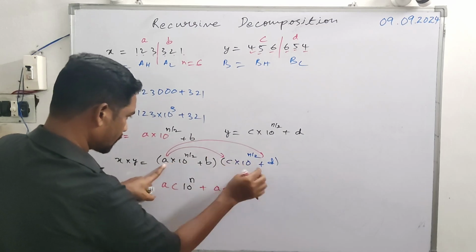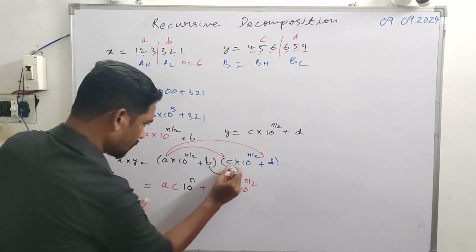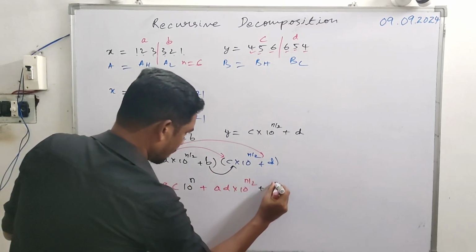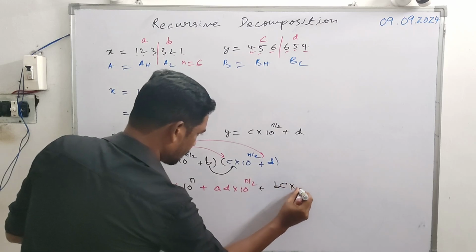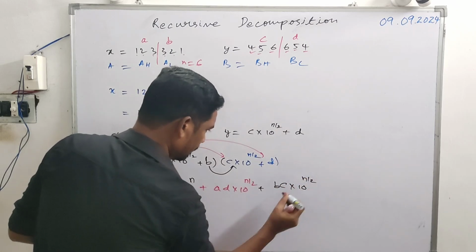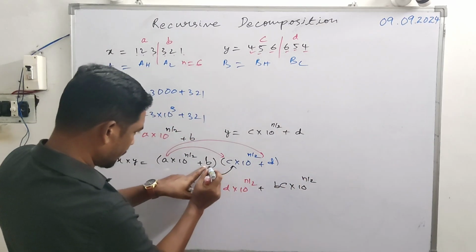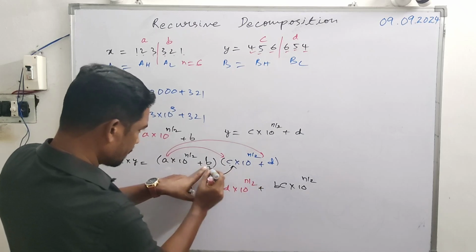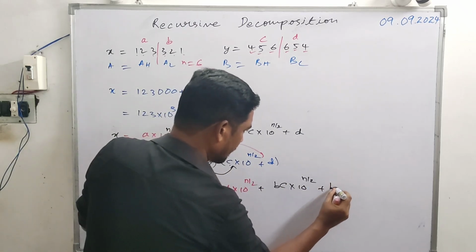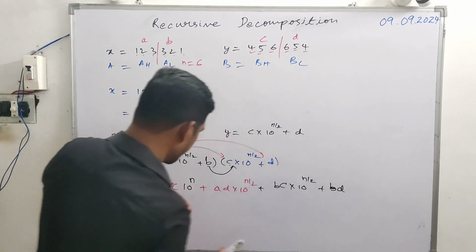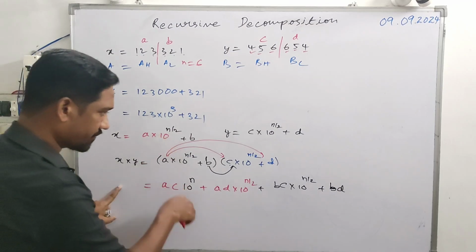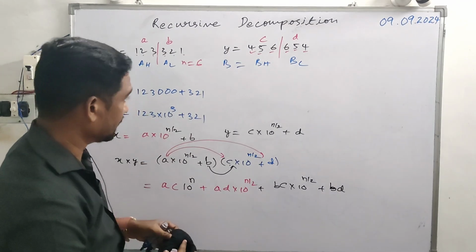We are done with these two. Again B into C, isn't it, plus BC into 10 raised to n by 2, right, 10 raised to n by 2 with this one, B into C into 10 raised to n by 2, plus BD. So this is the expression we come across, recursive decomposition, when we work on multipliers.